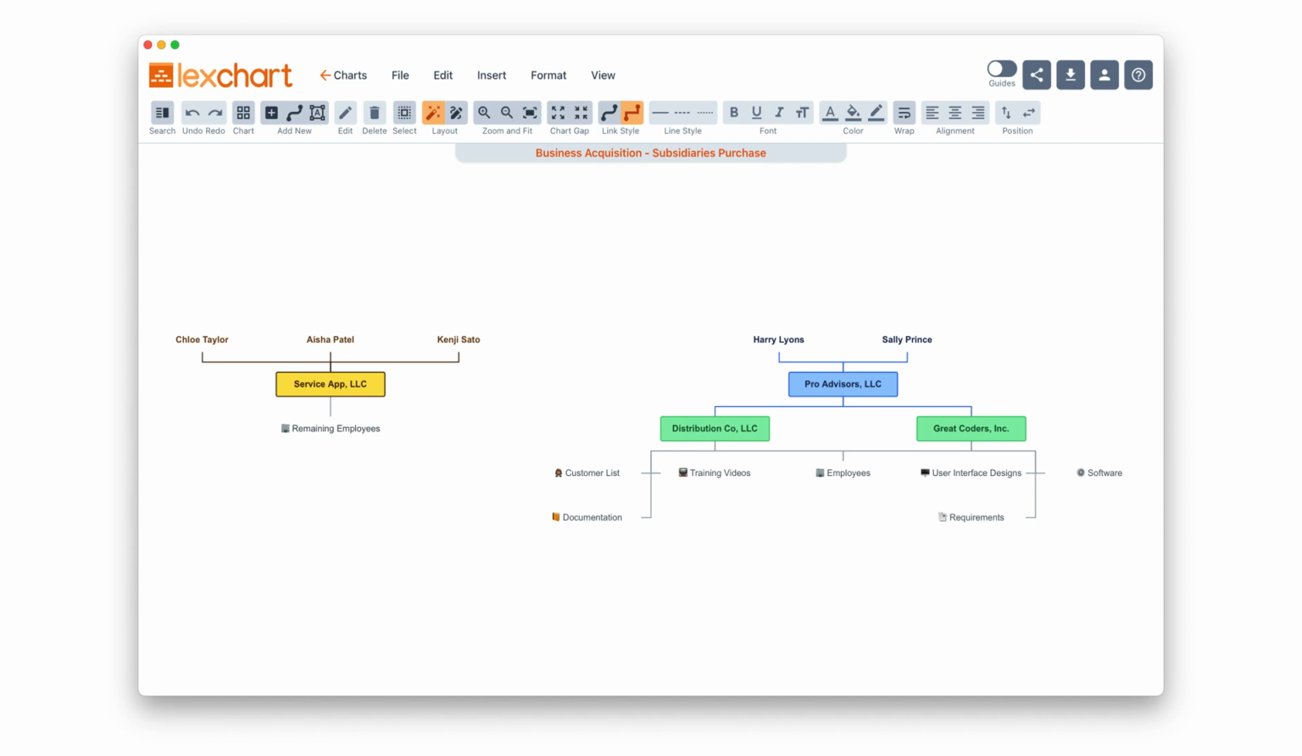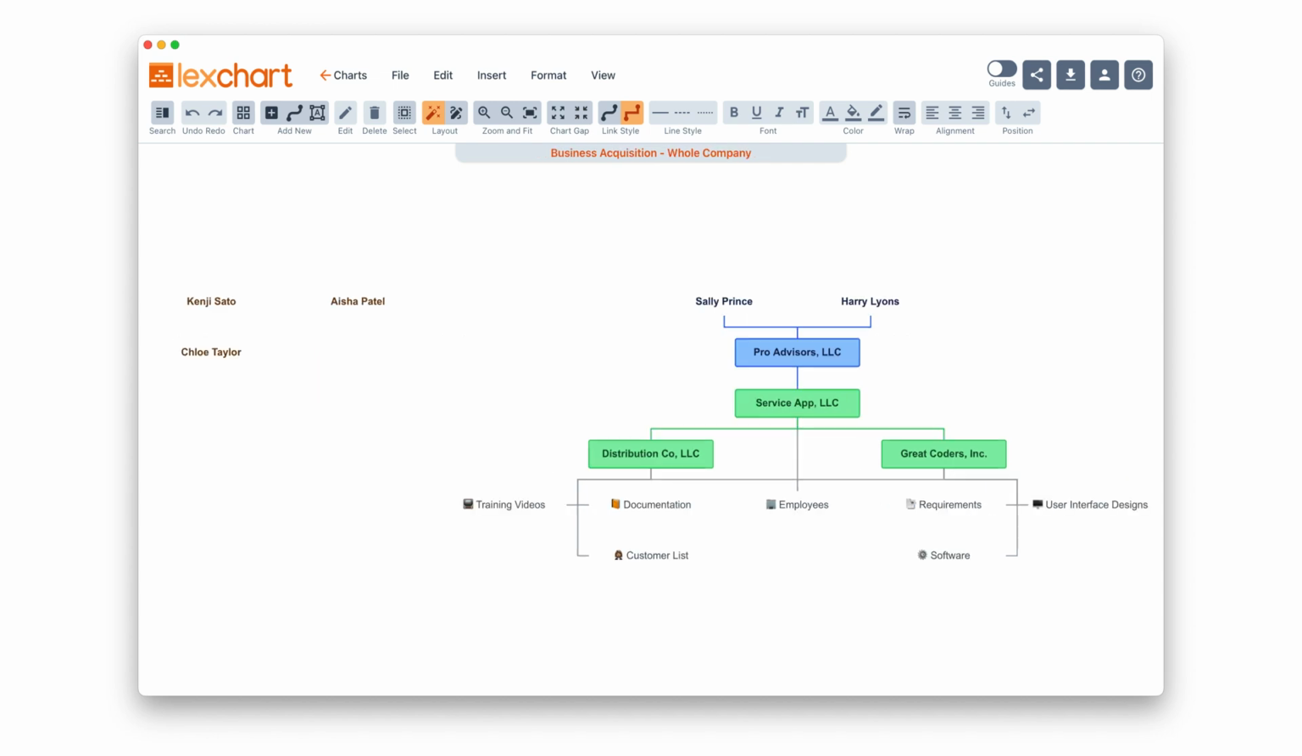An alternative approach in this example is for the acquirer to purchase the subsidiaries of the business, Great Coders and Distribution Co. Pro Advisors buys the stock or membership units of the subsidiaries from Service App. Notice how the employees who work directly for the subsidiaries move with the transaction. This is not because the acquirer directly purchases the assets of the employees. Rather, the acquirer purchases the membership units and shares of the subsidiaries, taking on their obligations, including employees.